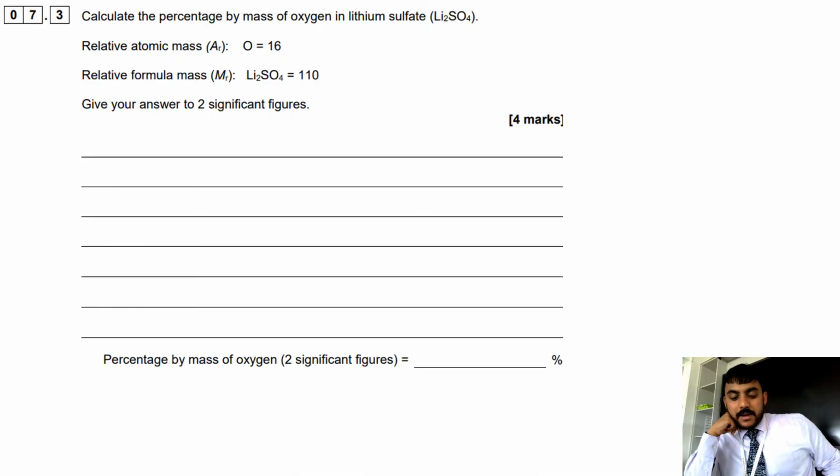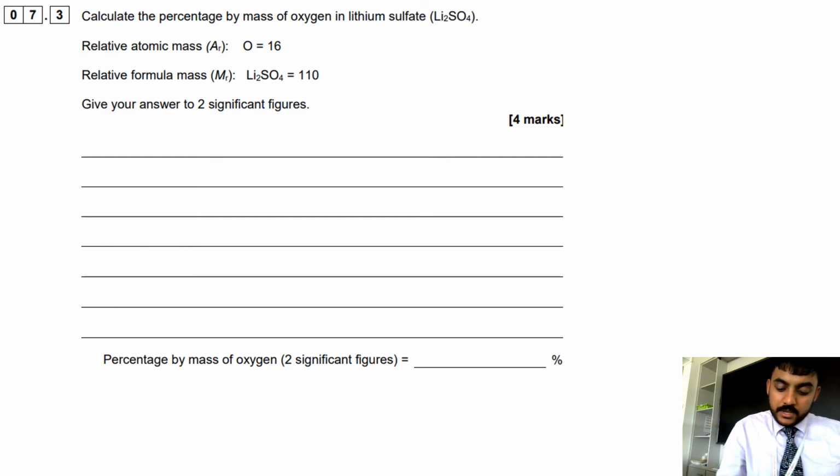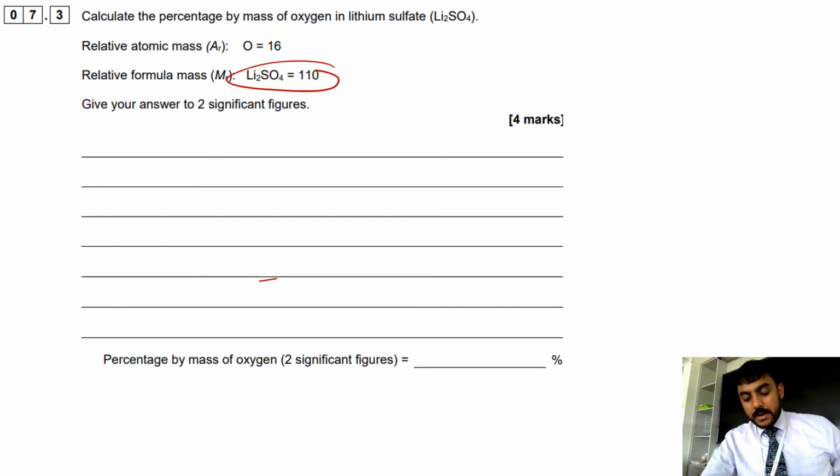Calculate the percentage by mass of oxygen in lithium sulfate. Relative mass of oxygen is given, relative formula mass of lithium sulfate is given. Give your answer to 2 significant figures. It's good that the relative formula mass of lithium sulfate is given, otherwise we would have had to do what we did in the previous question, written down how many lithiums and sulfurs and oxygens there are and calculated the mass of it that way. But instead we've been given that.